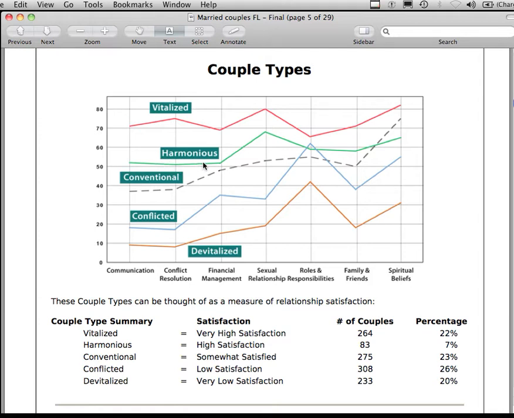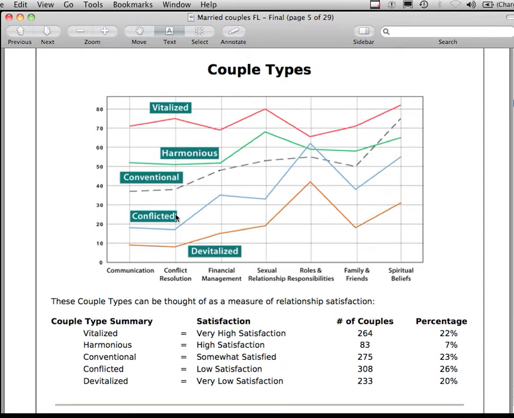Harmonious couples are doing well. They feel good about their relationship. They're not quite as happy as the vitalized couples, but they're still in a pretty good spot. Conventional couples are more of the mid-range. We're talking about them as being somewhat satisfied, and they tend to do really well in spiritual beliefs, family, roles. They have room to improve in communication and conflict resolution typically. So teaching them those skills can really help them bump up to one of these higher levels.